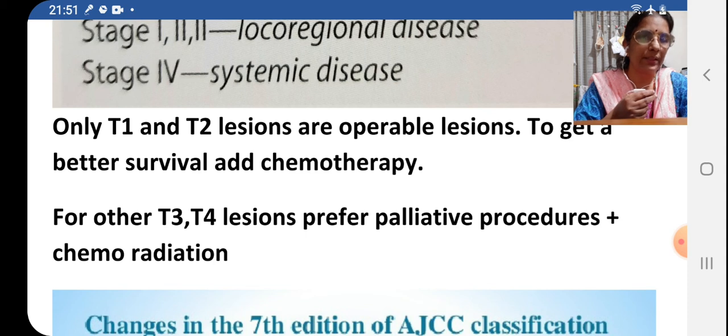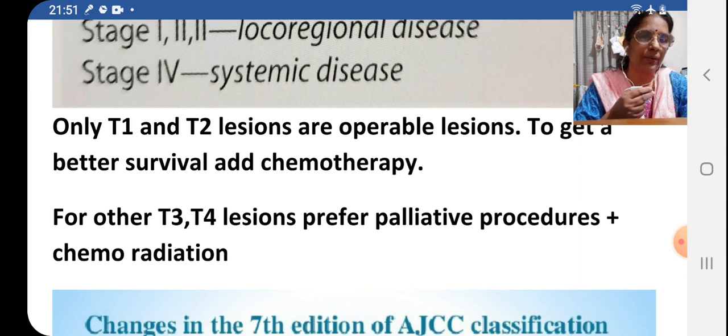But when serosal involvement or surrounding tissue infiltration is there, it is better to go for palliative procedures, because it is very difficult to separate the stomach from the stomach bed if the patient has a T3 or a T4 lesion. At that time you don't go for a curative surgery, you can go for a palliative procedure. What all the palliative procedures are, I will tell you later.